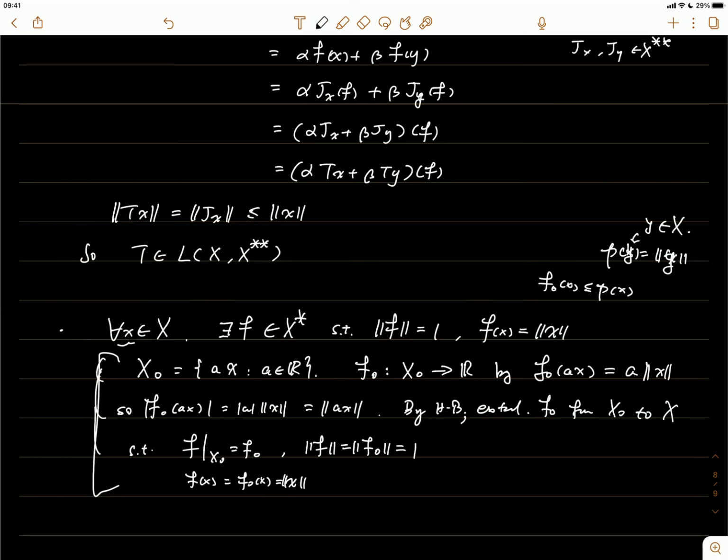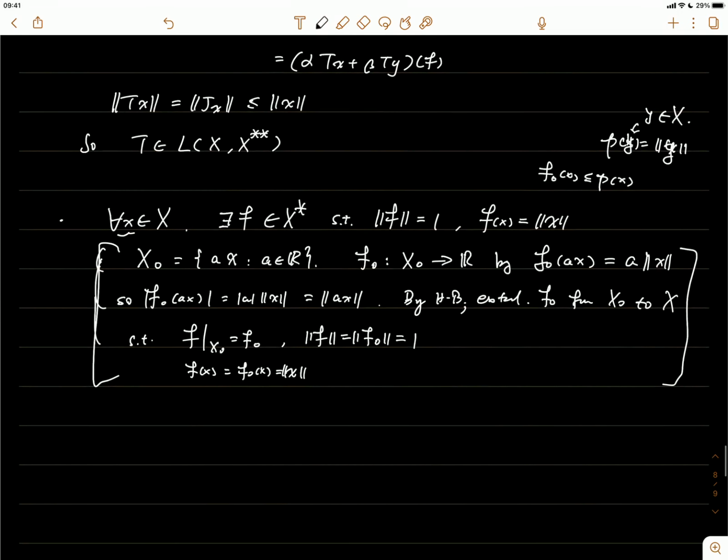Okay, this is how I made that claim. Because of this, we know that I found this particular f, and let's apply this Jx to this particular x. What happens is, we look at the norm of f. We know that this is equal to f(x), right? This is how we got this f right here. And this should be equal to the Jx evaluated at f, and Jx is just the Tx evaluated at f.